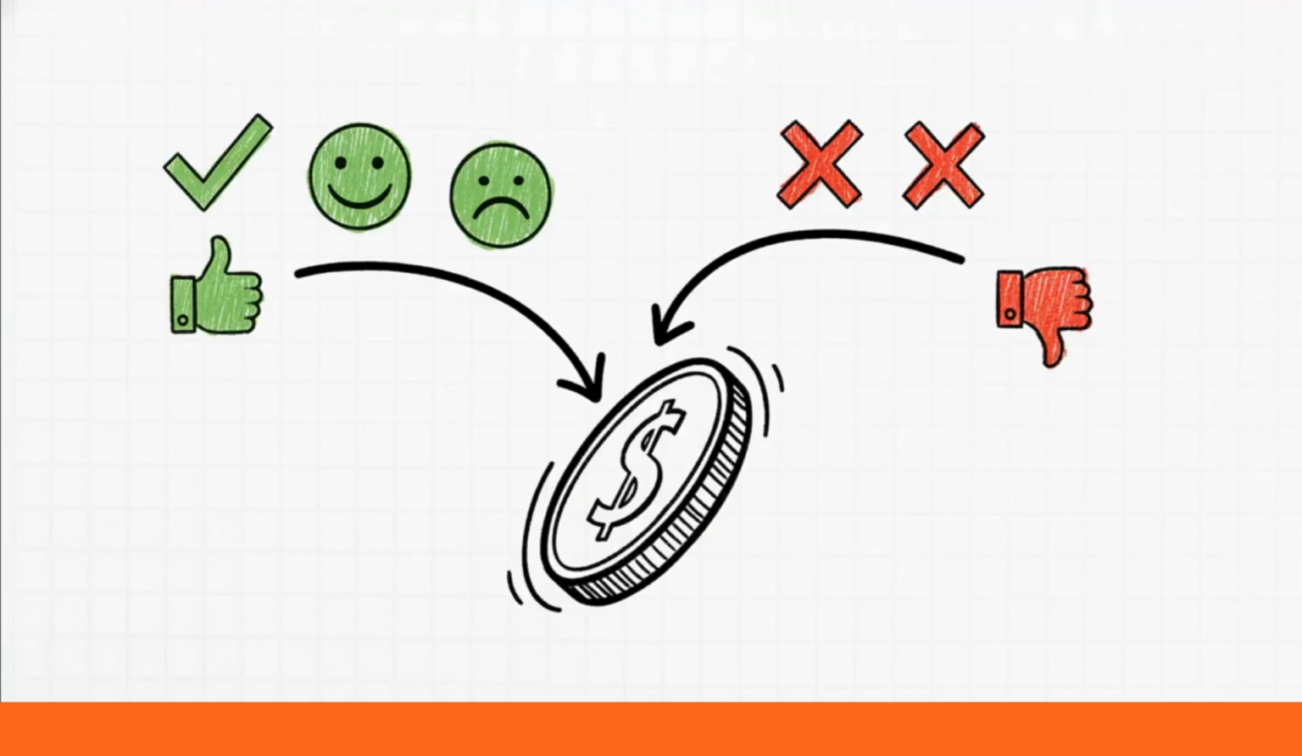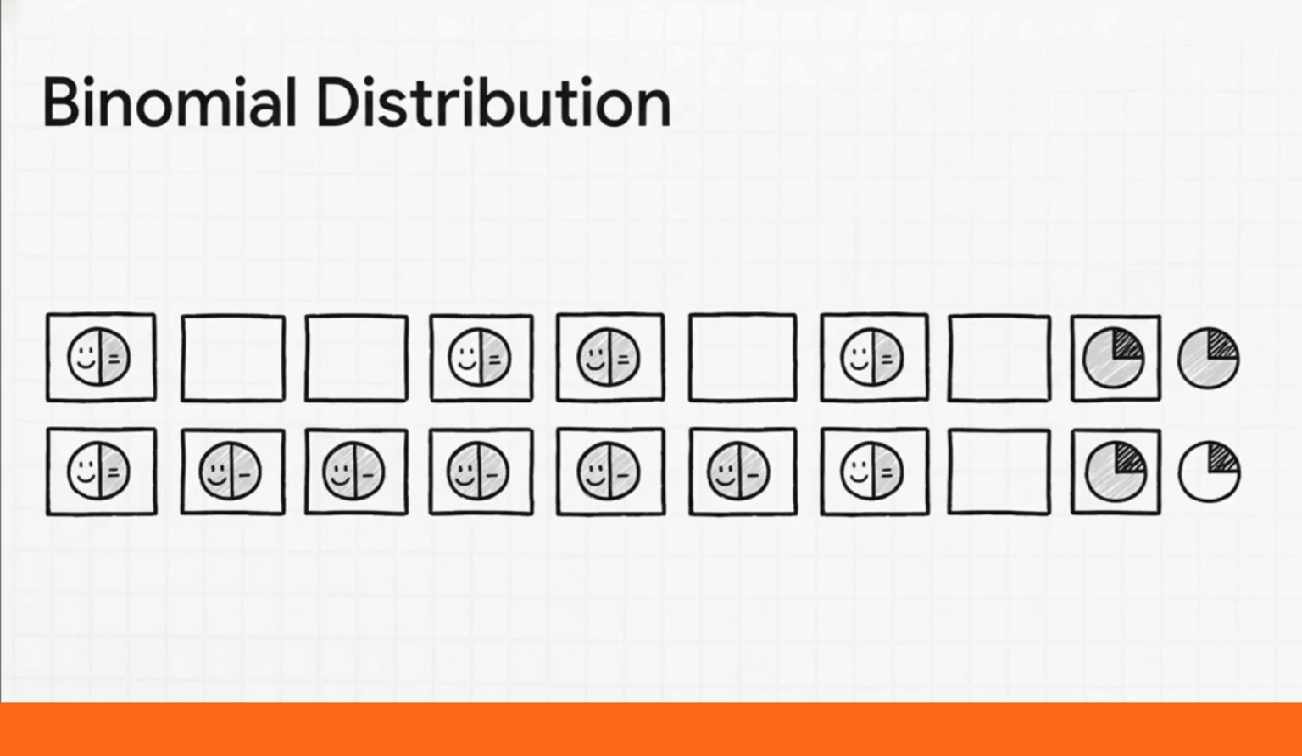First up, let's meet the binomial distribution. This is your go-to expert for any situation where there are only two possible outcomes. We're talking yes or no, success or failure, heads or tails. So what's its specific job?